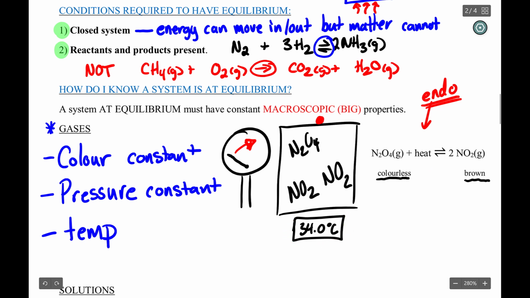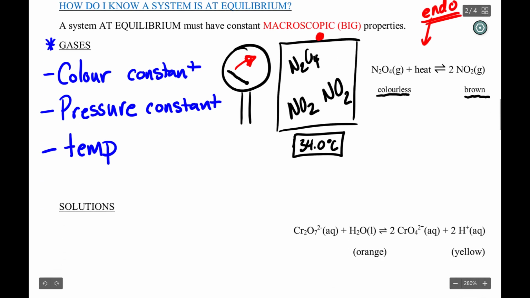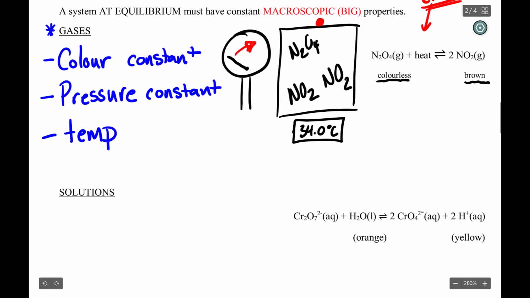But if the forward reaction goes faster, then I'm consuming more energy than I'm releasing, and this will start to go down. It'll be 24, 23, 13, etc. Conversely, if the reverse reaction is happening really fast, then I'm releasing heat at a faster rate than consuming it, and this is going to go up. So I can use color, pressure, and temperature for gas equilibriums to figure out whether it's at equilibrium or not.